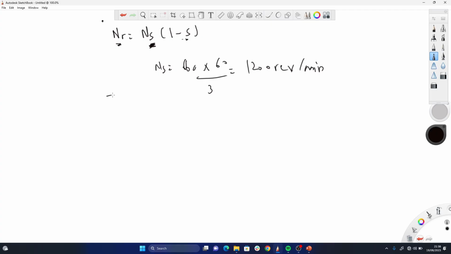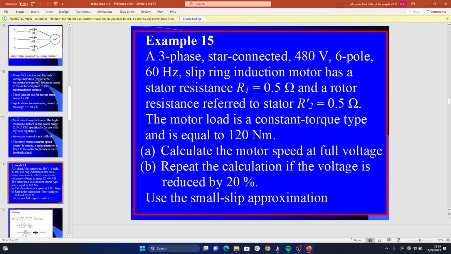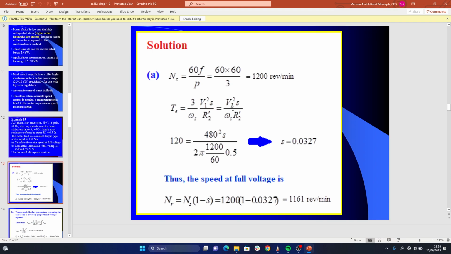Now for small slip approximation, the torque is equal to 3V1 squared s over omega s R2 prime. So over here, I have my torque, I have my V1, and I found my synchronous speed, so I have my omega s here. So I can find my slip from here. So slip will be equal to torque times omega s times R2 prime over 3V1 squared. That's how I can find my slip here.